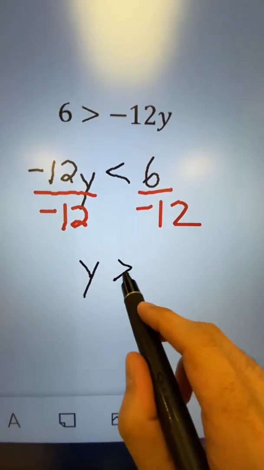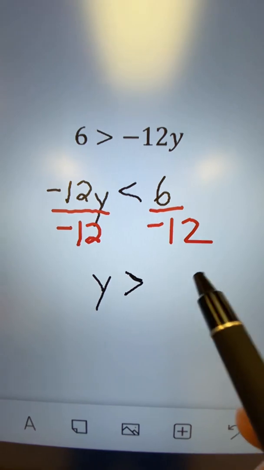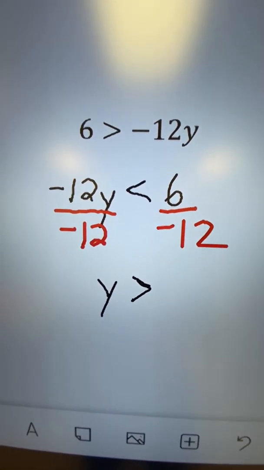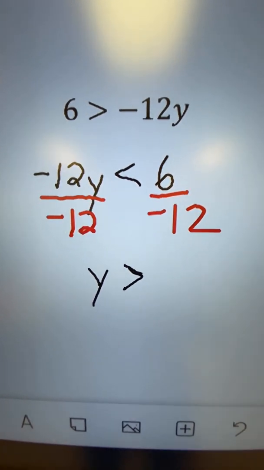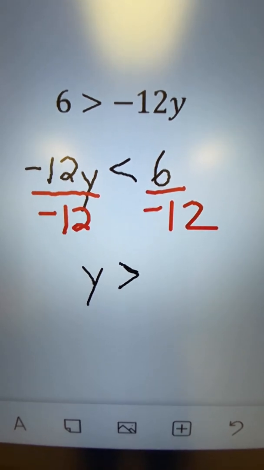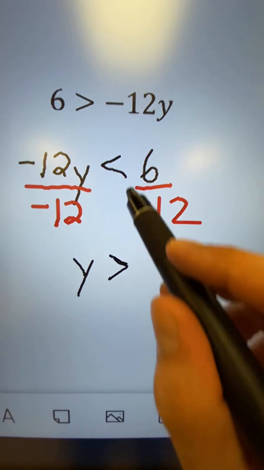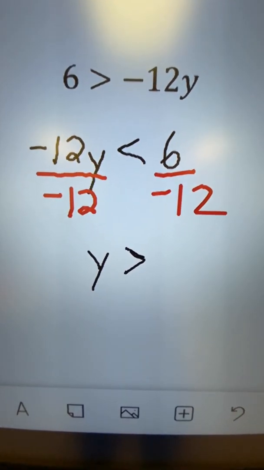If you don't know why, and you should know why, make sure you watch that video that explains why we have to flip the sign when we divide both sides by a negative, because it's really important to know why things work in math, so that you can get better and learn things much faster. So we have to flip the inequality sign. Again, watch that video and I'll explain why we have to do that, so that math is not a mystery to you.